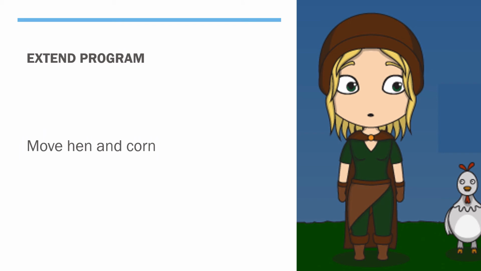Now that you've got the fox command working, and if you haven't, you should do that right now. Run it and make sure that it works. Now extend the program to add exactly the same type of commands so that you can move the hen and the corn. I'm going to show you that on the next slide, so pause the video and write that code right now.